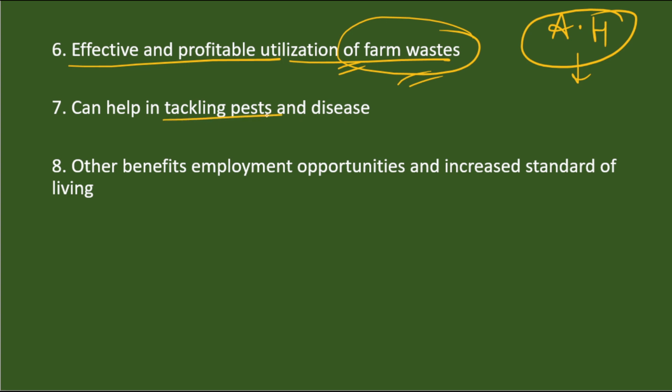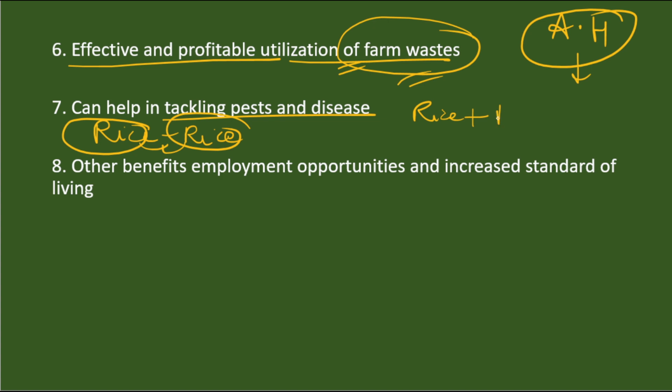It can help in tackling pests and diseases. How can cropping system diversification help in it? Suppose we are just growing one crop, rice. So the diseases of rice and the pests will rise and get established in the fields. But when diversifying with rice, next season we are growing pulses, next year we are growing some vegetables. So what happens? Suppose there is a pest of rice. This pest will not be able to establish with these crops.